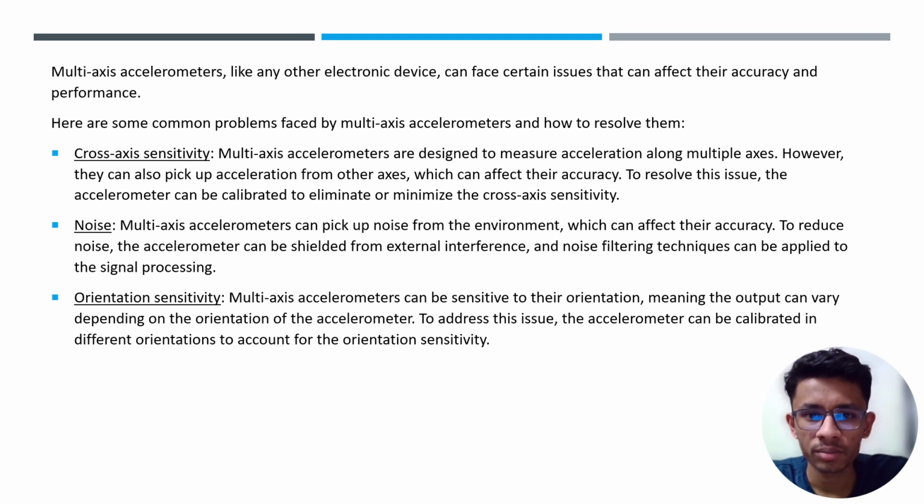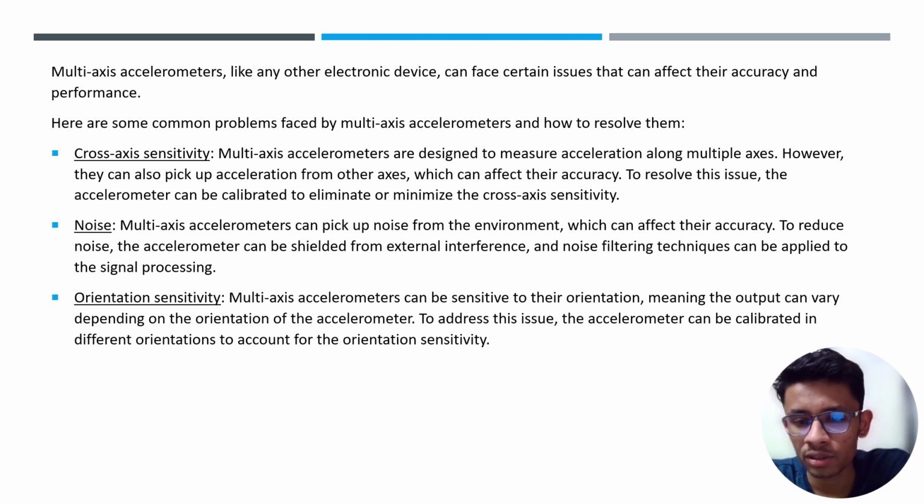Multi-axis accelerometers may encounter issues that can compromise their performance and precision, similar to any electronic device. Cross-axis sensitivity is a typical concern for multi-axis accelerometers, as they are designed to measure acceleration along several axes but can also detect acceleration from other axes, resulting in decreased accuracy. Calibrating the accelerometer to minimize or eliminate cross-axis sensitivity can be a viable solution. Noise interference from the environment is another problem that can affect accuracy, and using noise filtering techniques and shielding the accelerometer from external interferences can help mitigate this issue.